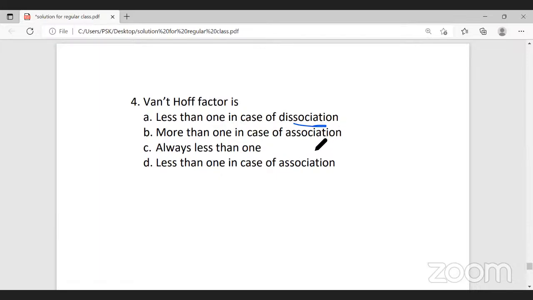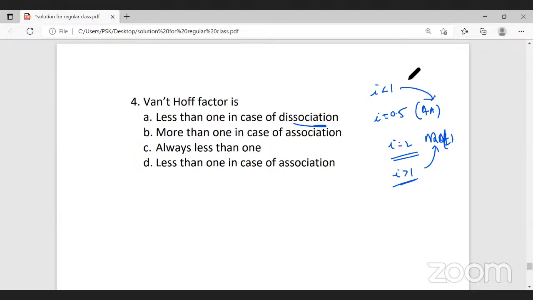See, this is a straightforward question, correct? In the case of acetic acid, what was the Van 't Hoff factor? If you remember, it was 0.5. That was for acetic acid. In the case of NaCl, what was the Van 't Hoff factor? It was around 2. That means i is greater than 1 when the molecule undergoes dissociation. i is less than 1 if the molecule undergoes association. So, in case of association, the Van 't Hoff factor should be less than 1.